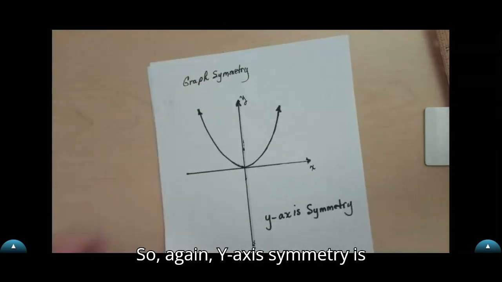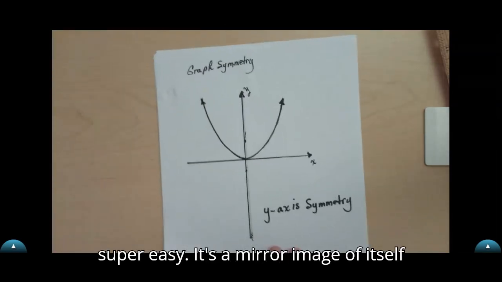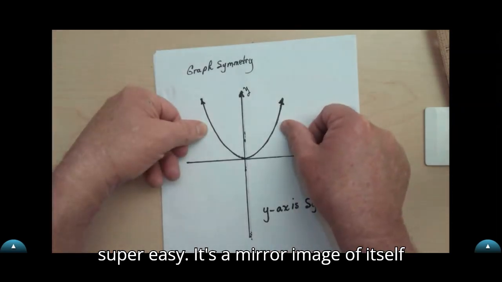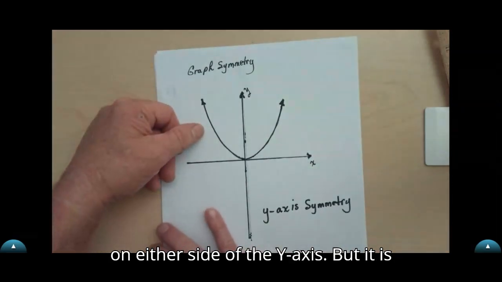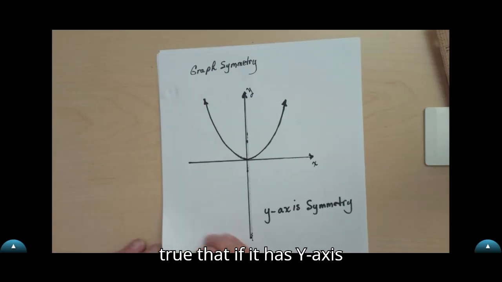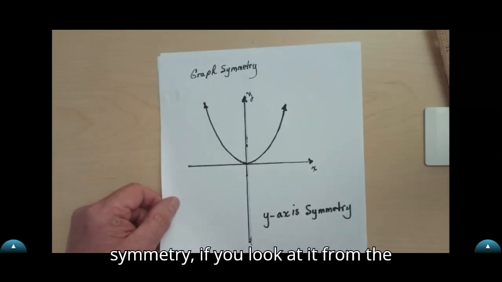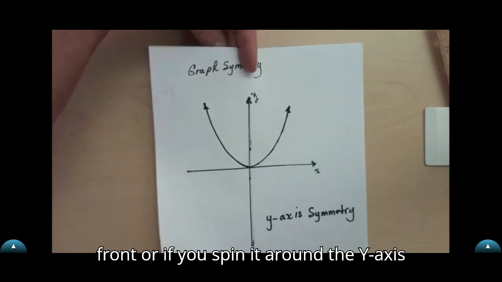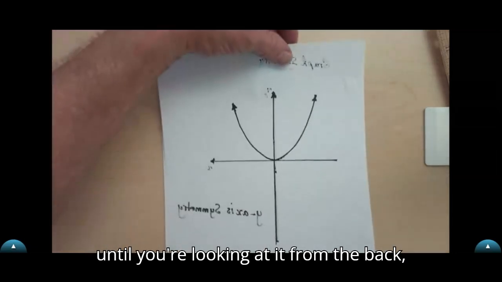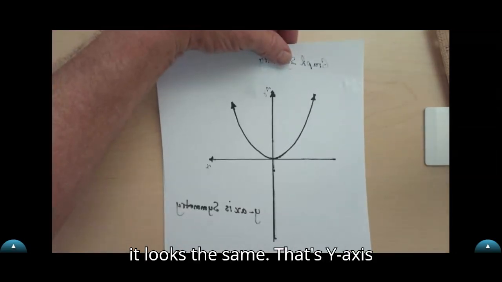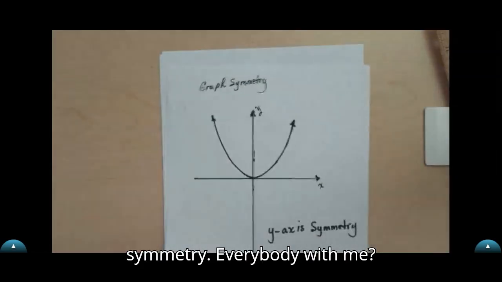So again, y-axis symmetry is super easy. It's a mirror image of itself on either side of the y-axis. But it is true that if it has y-axis symmetry, if you look at it from the front, or if you spin it around the y-axis till you're looking at it from the back, it looks the same. That's y-axis symmetry. Everybody with me?